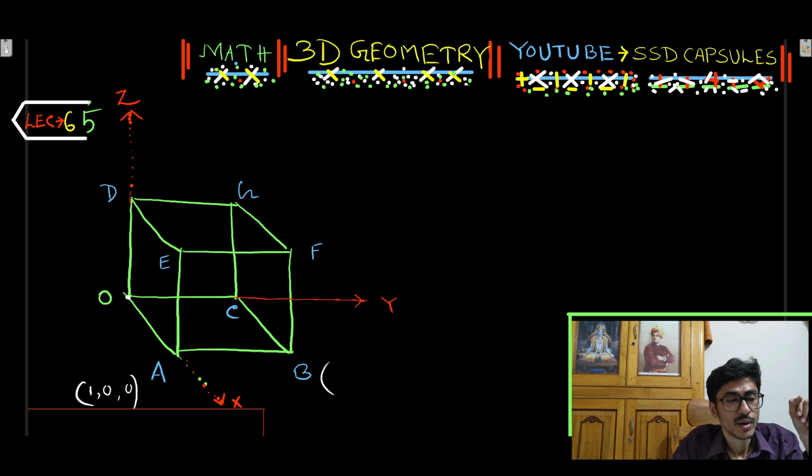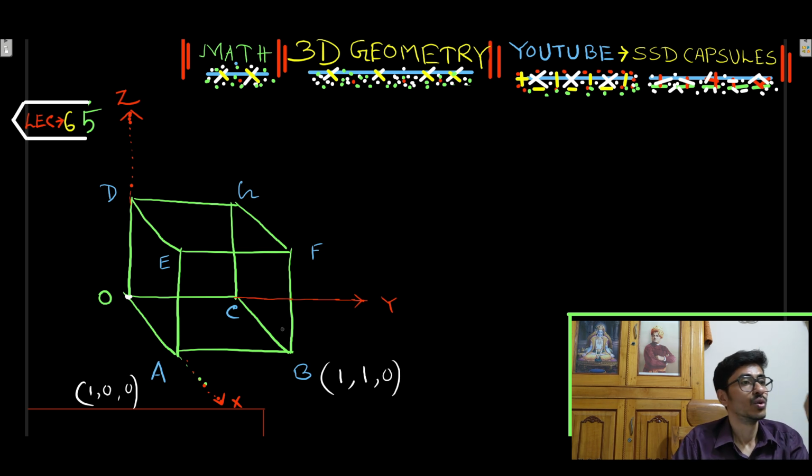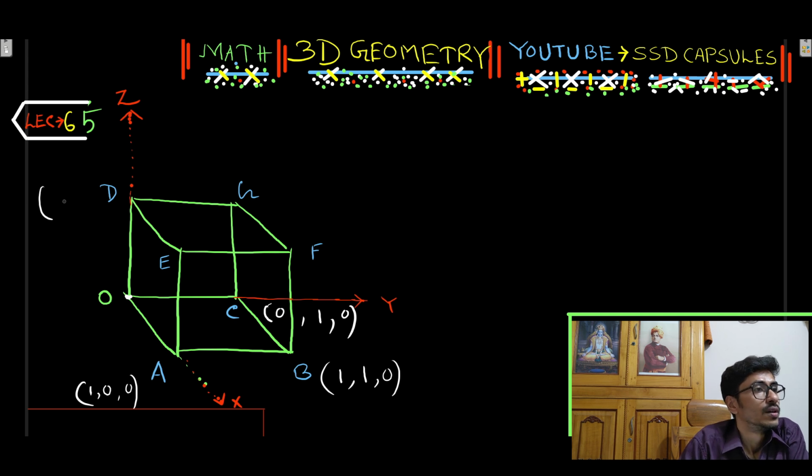Similarly, if we start walking from this point O towards the point B, it is 1 unit towards x-axis, 1 unit towards y-axis and 0 unit towards z-axis. So the coordinate of B has been derived. What is the coordinate of C? C is nothing but 0, 1, 0, because towards x-axis 0 unit, towards y 1, towards z 0. Okay, so now the coordinate of D: 0, 0, z-axis 1.